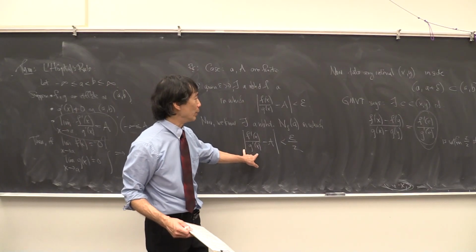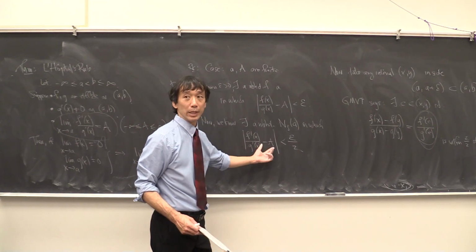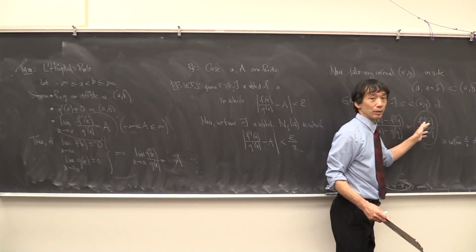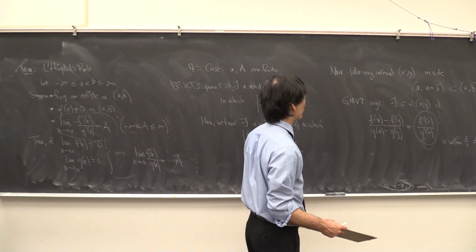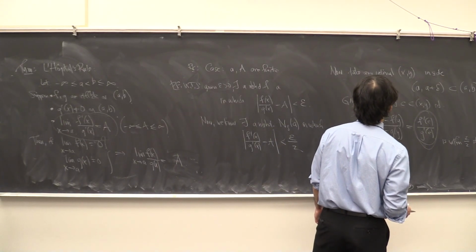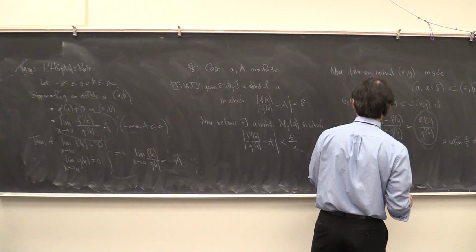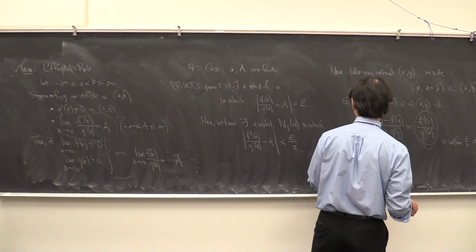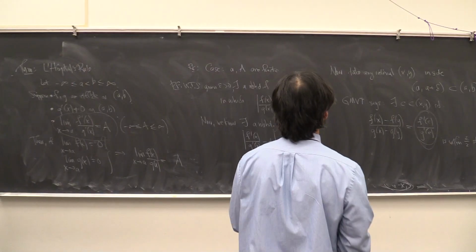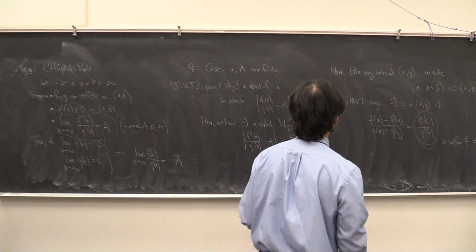Because we're within the delta neighborhood. The delta neighborhood was chosen so that the ratio of the derivatives was close to A. So here we've got a ratio of derivatives. It's close to A. Okay, that's fine.